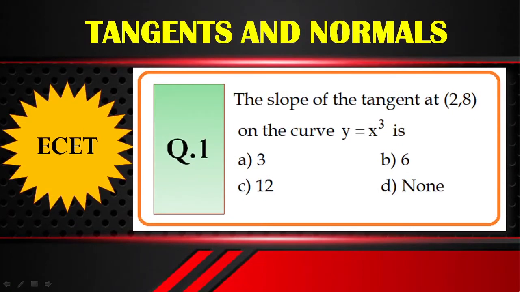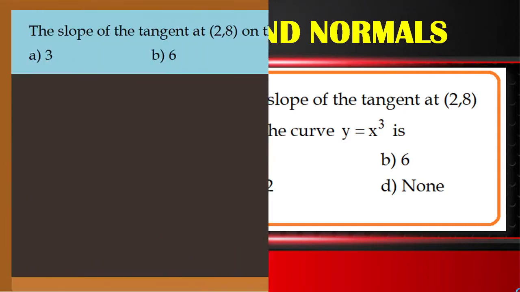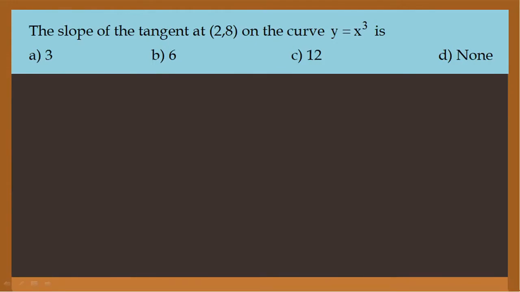Dear students, see the question number 1. Read the question and write it. Here, the question is: the slope of the tangent at the point (2, 8) on the curve y equals x cube is, options are 3, 6, 12, none.